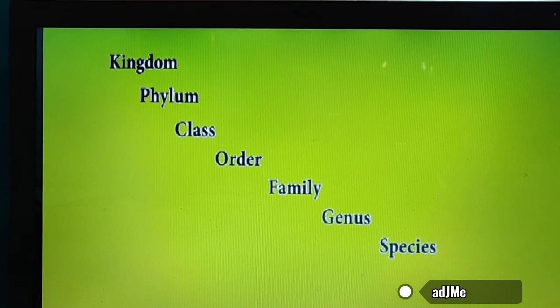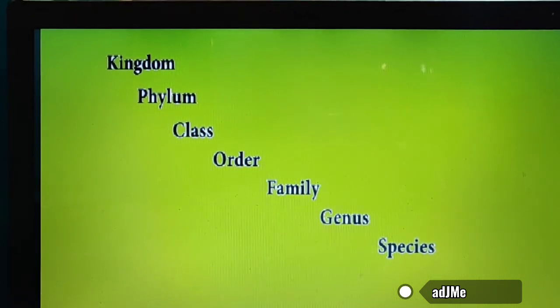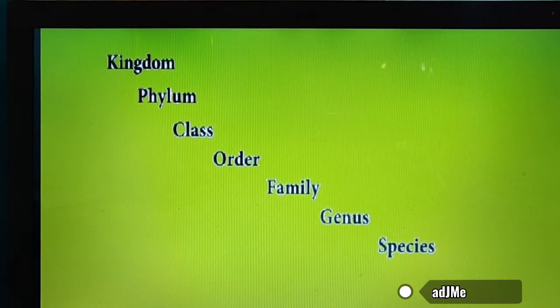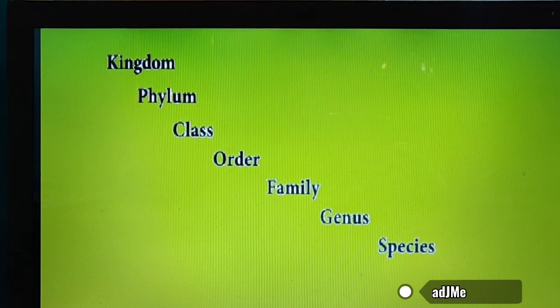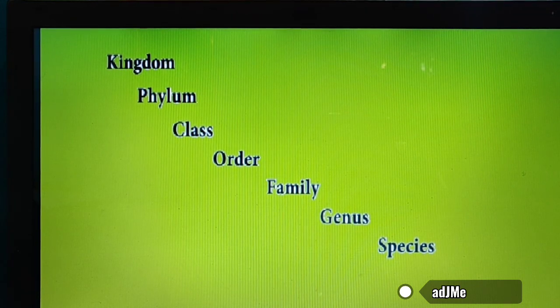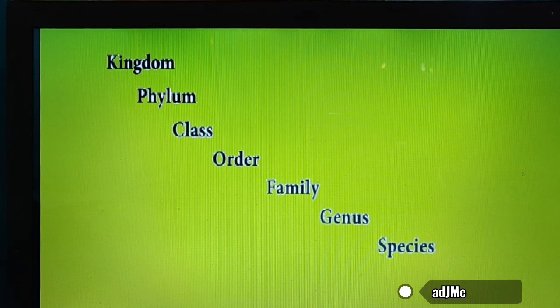In reverse order, there are different kingdoms, for example, as per Whittaker, 5 kingdoms. Under each kingdom you have different phyla. I am starting from the largest: a kingdom comprises different phyla. Each phylum is categorized into different classes, each class into orders, orders into families, family into genus, and genus into species. So the largest category is kingdom, and the smallest is species.